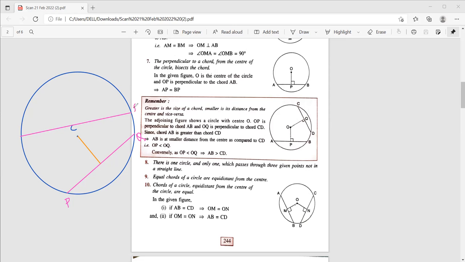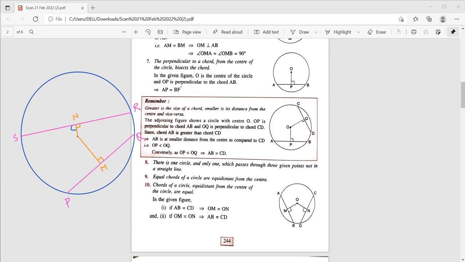You can check that this chord RS is definitely larger than PQ. Now, since it is larger in size than PQ, you will notice its distance from the center is less. When you talk about the distance, always remember that it is the perpendicular distance. It is needless to be said again and again. Distance is always perpendicular. See, this has to be 90 degrees and here also 90 degrees. This is CM and this is CN.